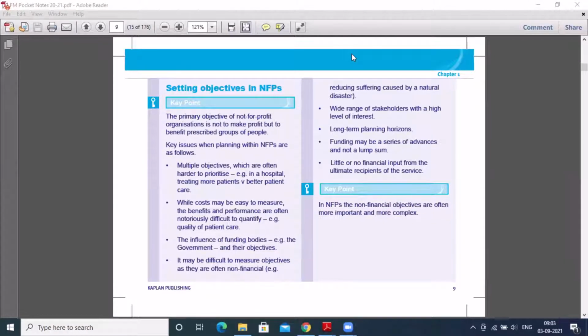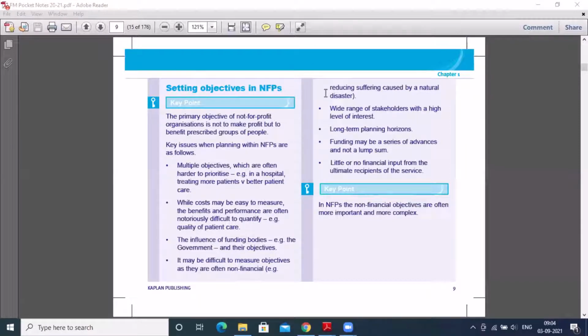Here you can see the primary objective of a not-for-profit organization is not to make a profit, but to benefit prescribed groups of people. I hope you are aware that generally you find different societies, for example agriculture cooperative societies, farmer cooperative societies, or small entrepreneurs cooperative societies. The main objective of these cooperative societies is to provide benefit to their members. So in order to provide benefit to the members, these cooperative societies are established.